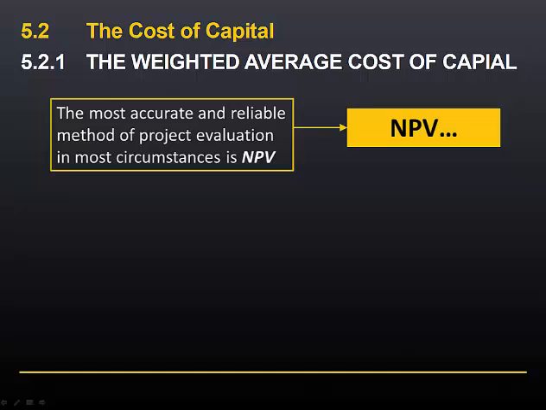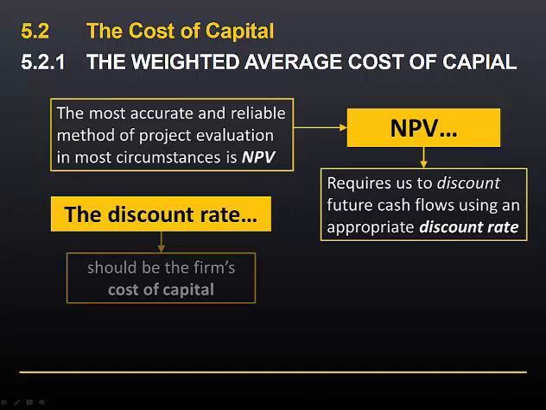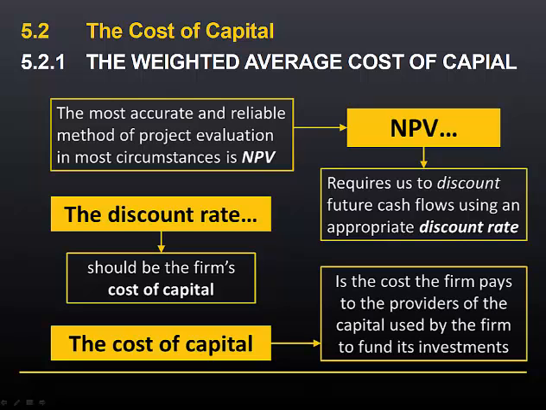Now, when implementing the NPV method, we needed to discount future cash flows using an appropriate discount rate. That appropriate discount rate should be the firm's cost of capital. The firm's cost of capital is the amount that it pays to the providers of capital to use their money to purchase real assets. The income from the real assets then flows back to the providers of capital.